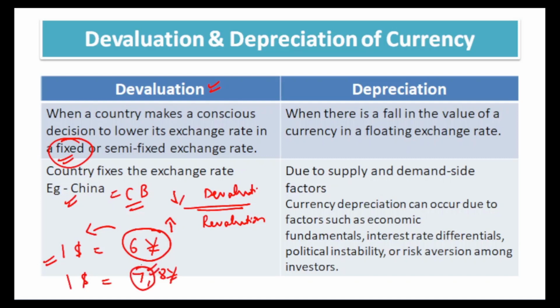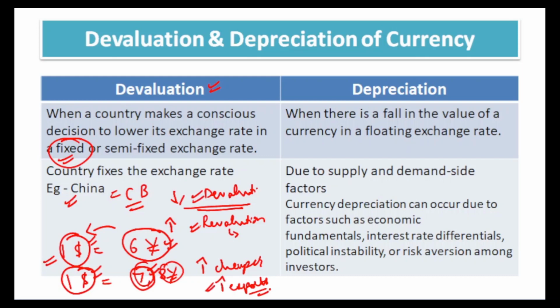What will happen? Earlier for 1 US dollar, a person sitting in the USA was getting 6 yuan. Now just by giving 1 US dollar, he is getting 7 or 8 yuan. So he can purchase more Chinese goods at a cheaper rate, because for just $1 he is getting extra Chinese yuan. So this will lead to an increase in Chinese exports. When the currency is devalued, the exports will become competitive.